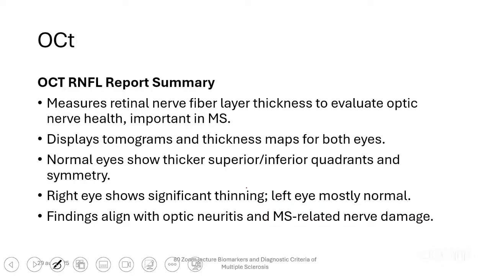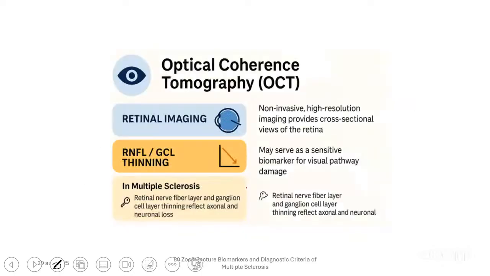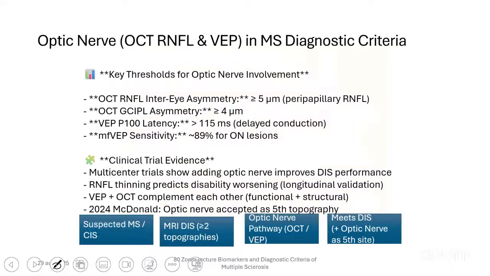Normal eyes show thicker superior and inferior quadrants and symmetry. That you keep in mind. So when I'm going to show one case there, the right eye shows significant thinning, left eye is mostly normal. These findings align with optic neuritis and MS-related nerve damage. So retinal imaging, retinal GCL thinning. So retinal fiber layer and ganglion cell layer thinning reflect axonal and neuronal loss. The non-invasive, high-resolution imaging provides cross-sectional views of the retina. May serve as a sensitive biomarker for visual pathway damage, and that is dissemination in space.